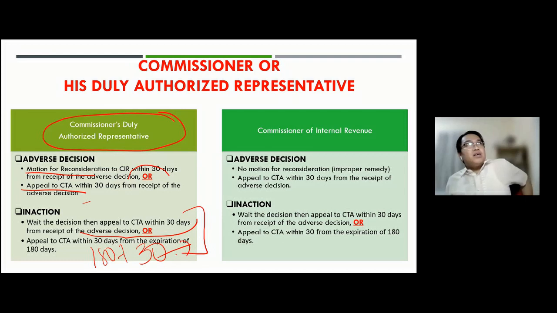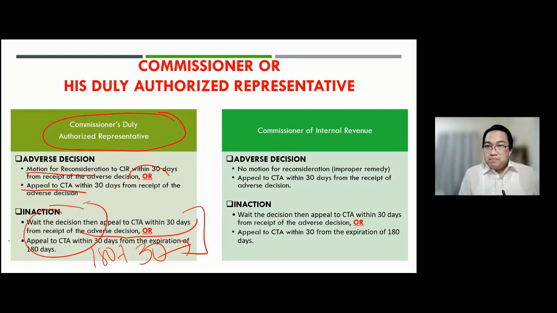Based on the case of Lascona Land versus Commissioner of Internal Revenue as reiterated in RCBC versus Commissioner of Internal Revenue, these options are mutually exclusive. Okay? What if ang nag-decide ay ang Commissioner of Internal Revenue? Huwag kang mag-MR sa desisyon ng Commissioner of Internal Revenue. That is a wrong remedy.